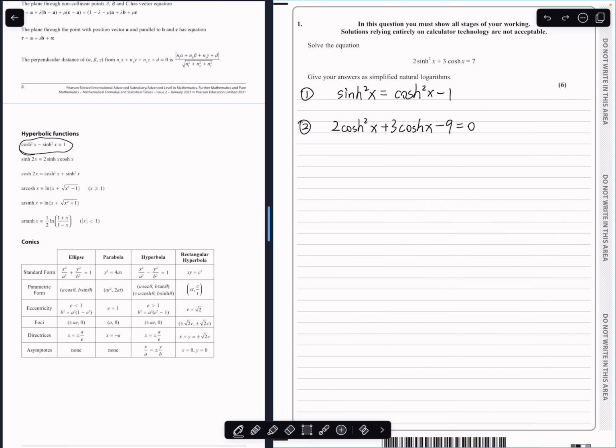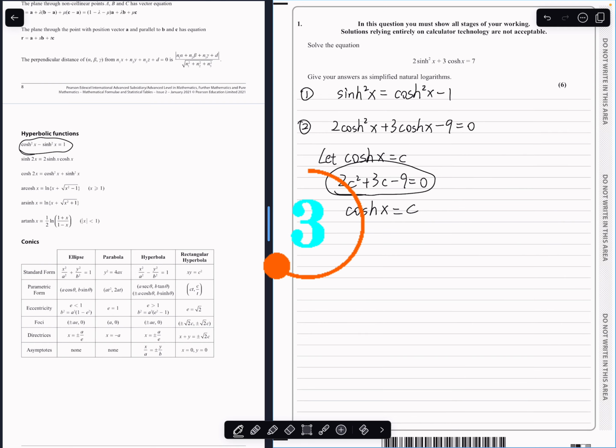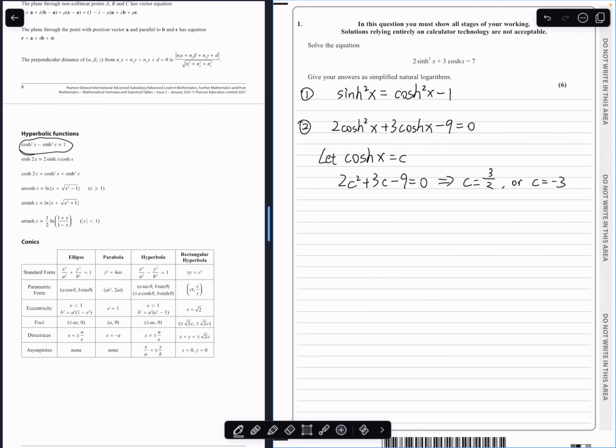And what's next? Just like we said in the former example, you just need to treat cosh x as one letter, for example, c, and this equation will become a simple quadratic equation. So now, why not solve the simple quadratic equation? Because if you get the value of c, you will also know the value of cosh x. c has two values, 3 over 2 or negative 3. Why do we want to know the value of c? Because it is actually cosh x. Knowing the value of c helps us know the value of cosh x. So these two values are also the values of cosh x.